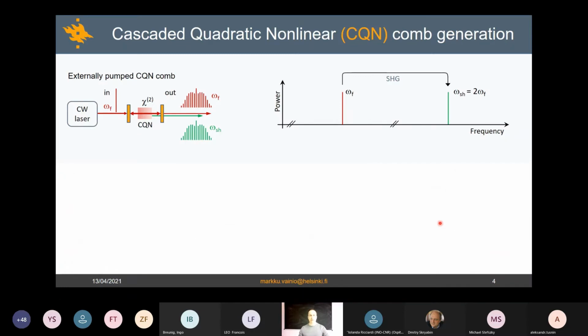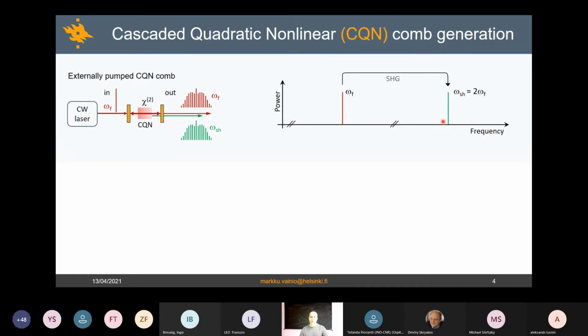And Yolanda already nicely explained the basic idea of this system. So cascaded quadratic nonlinearities is how we can use them for frequency comb generation, and I'll be using this abbreviation CQN here, so don't forget that. But I noticed that some of the people joined a little bit late, so just in case I will briefly repeat this basic idea. So in the simplest case, we have a CW laser that produces monochromatic light, and that light is then coupled into a resonator that includes this Chi2 nonlinear crystal, which in most cases, not always, is designed for second harmonic generation.